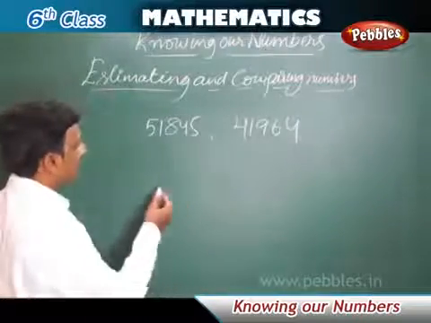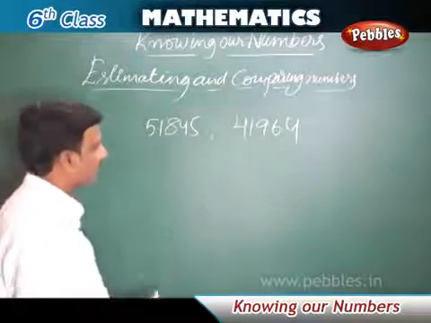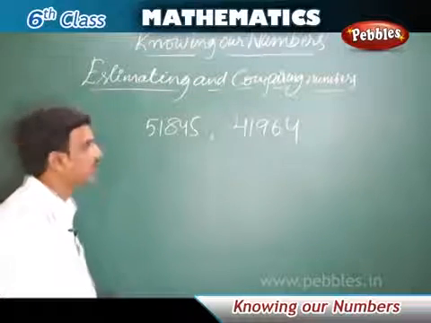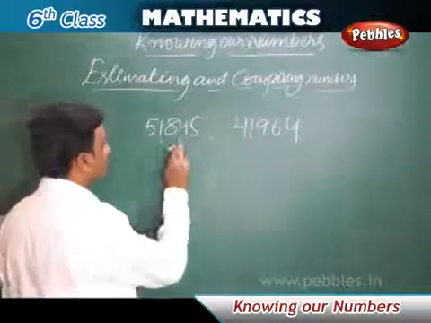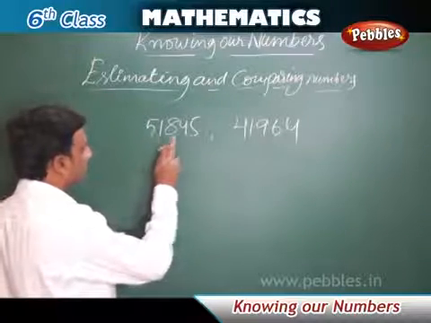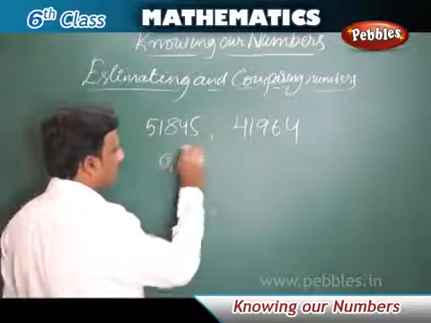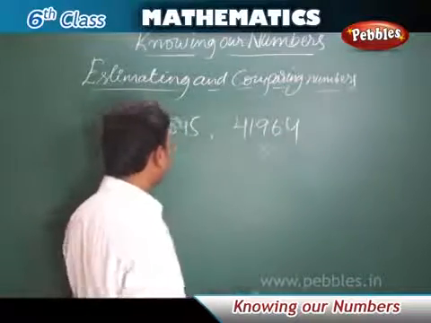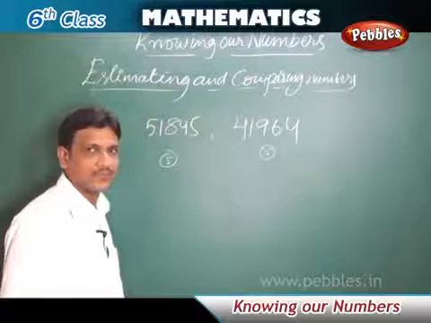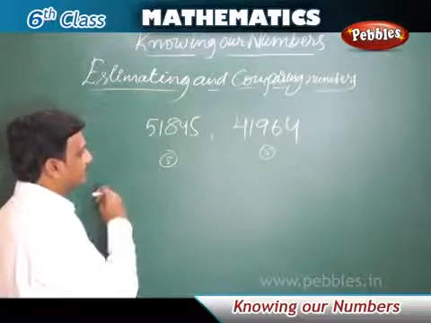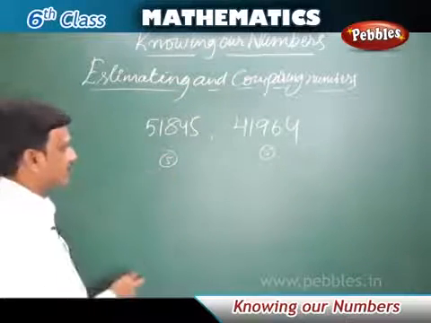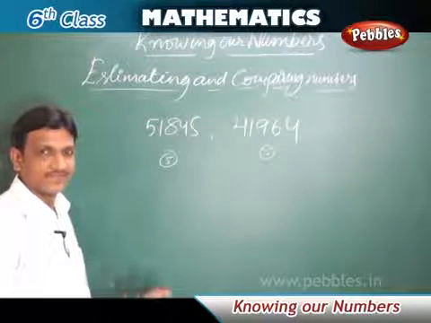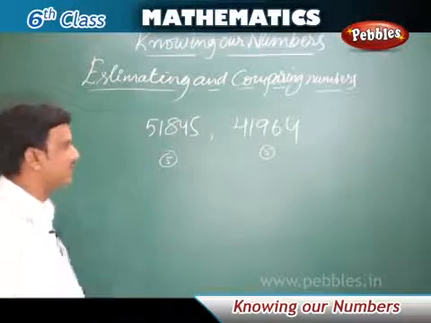Now, here we have 2 more numbers. Now we have to identify which is the smallest and greatest among these 2 numbers. Here both the numbers have the same number of digits, 1, 2, 3, 4, 5 digits, and even this one, 1, 2, 3, 4, 5 digits. So can we say both the numbers are of equal value? No. If both the numbers have the same number of digits, how do we find which is the smallest and which is the greatest?